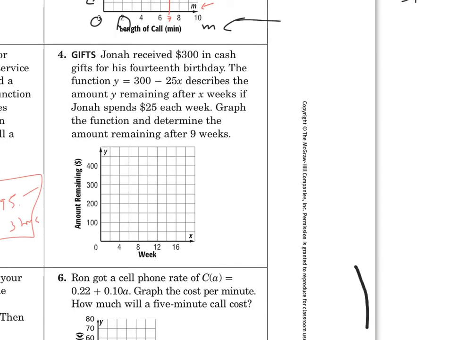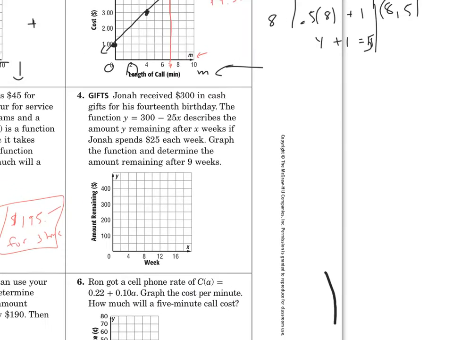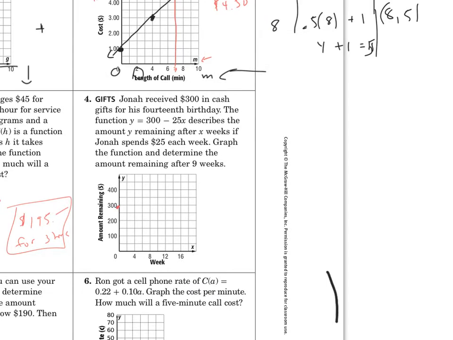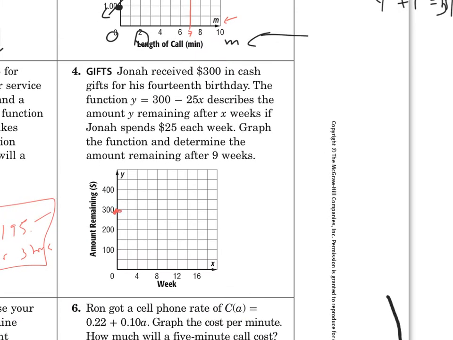Number 4 says Jonah received $300 in cash gifts for his 14th birthday. The function y equals 300 minus 25x describes the amount y remaining after x weeks if Jonah spends $25 each week. Graph the function and determine the amount remaining after 9 weeks. Okay, so he starts at 300, which is this number here. He's going to start with $300 in his pocket.